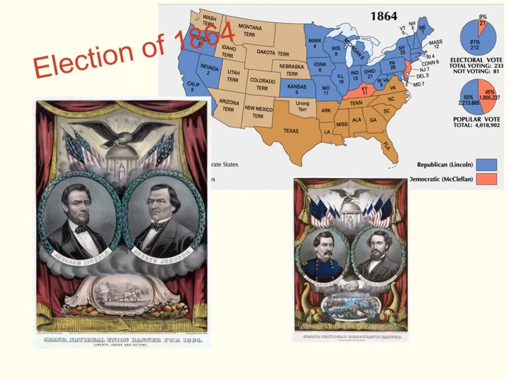I do want to point out on the map, again, 212 to 21, Lincoln crushes McClellan. I want to point out the Confederate States. They were not allowed to vote. They did not have a vote in this election. They said they didn't want to be a part of the United States. Therefore, you can't vote. The territories still are not voting. But the blue states all went to Lincoln. Kentucky, New Jersey, Delaware went for McClellan. But again, 212 to 21, Lincoln wins by a landslide. And he will be president as we finish up the war.